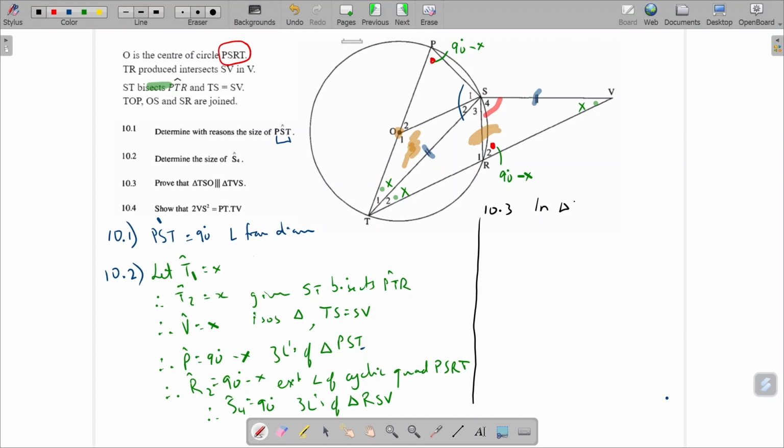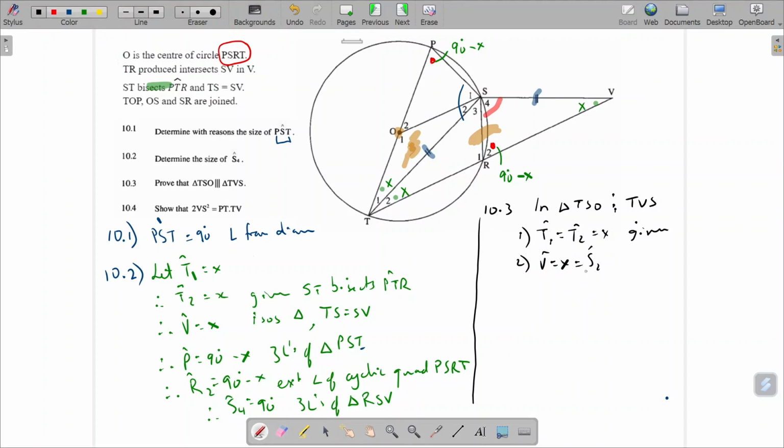In triangle TSO and TVS, T1 equals T2 equals x, given. V equals x equals S2. And the reason why S2 equals x is because we have an isosceles triangle based on the radii coming out from the circle center O.